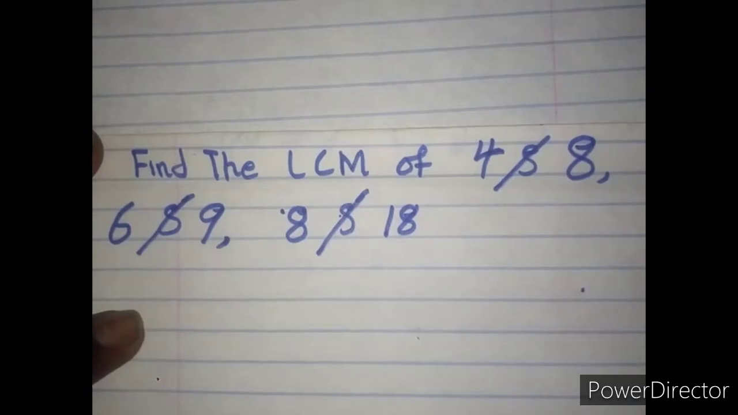So here we go. Find the LCM of 4 and 8, 6 and 9, and 8 and 18. I'm going to be doing these examples for you. When looking for the LCM of numbers, what you do first is to draw this simple diagram. We are looking for the LCM of 4 and 8, so you input your 4 here and then your 8 here.